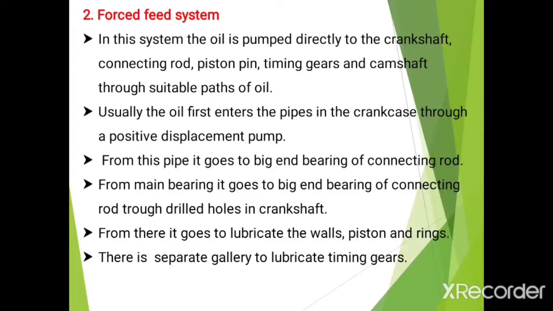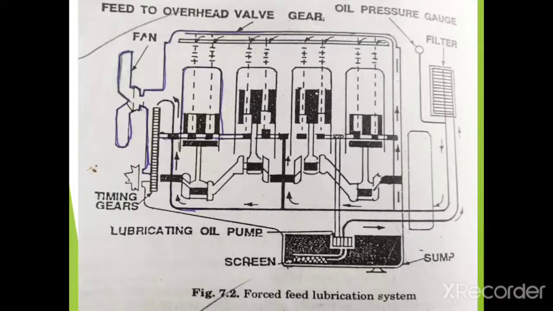Now the next system is the forced feed system. In this system the oil from the sump is pumped directly to the crankshaft, connecting rod, piston pin, timing gears and camshaft through suitable paths of oil. This is the diagram of the forced feed lubrication system. Usually the oil first enters the main gallery, which may be a pipe or channel in the crankcase casting.